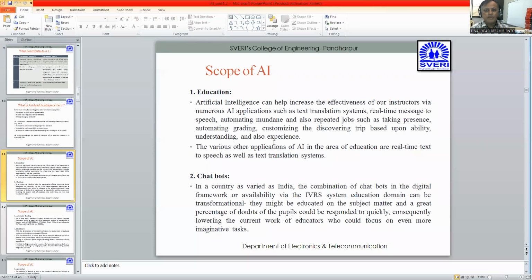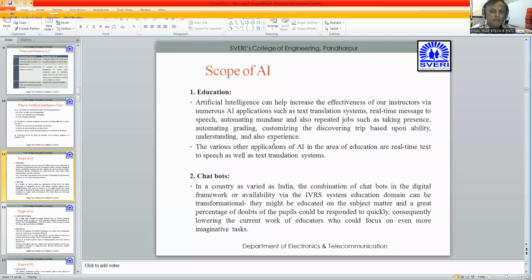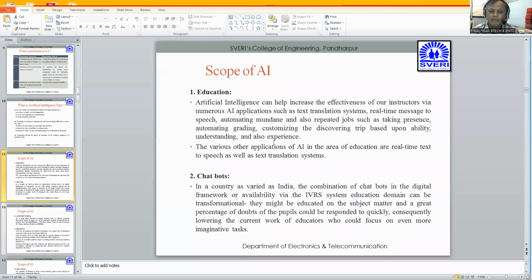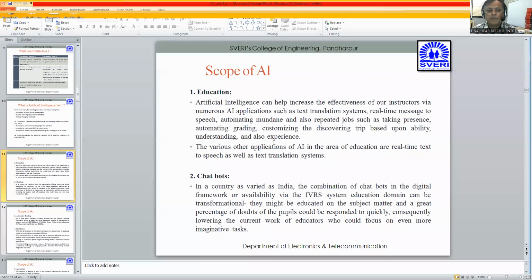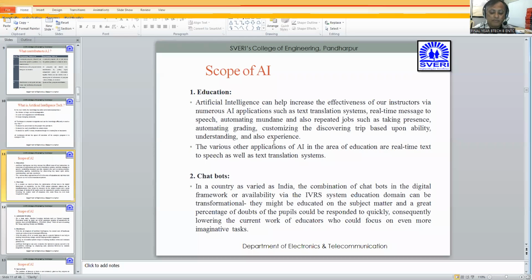So what happens, the earlier thing was that when a concept is very much imaginative, then you have to imagine it. But now that is not happening because of these chatbots. You can easily visualize those things which were not possible earlier. So that has been possible with the help of artificial intelligence.